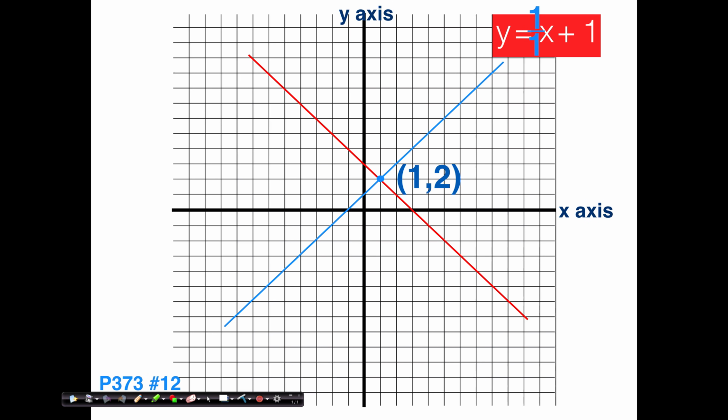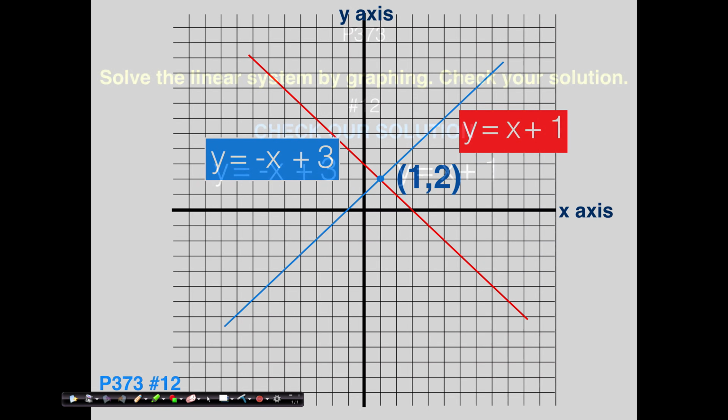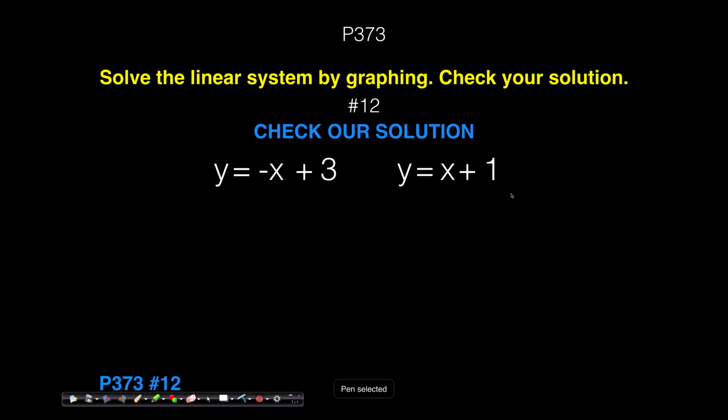So the second part of this is to use this point to actually check our equations. That (1, 2) is a solution for both of these equations, so let's now check it. Our point was (1, 2). That's what we want to check. So our x is 1, plus 1, and then our y is 2. Does this hold true? Yes, it does. So that checks out for our first equation.